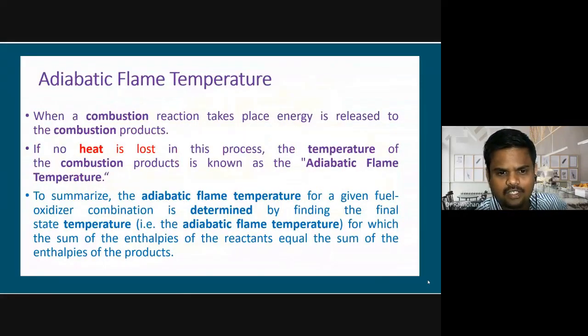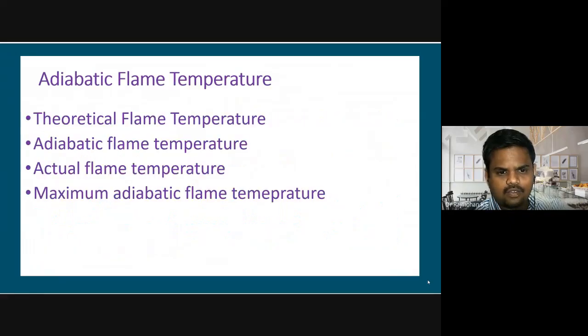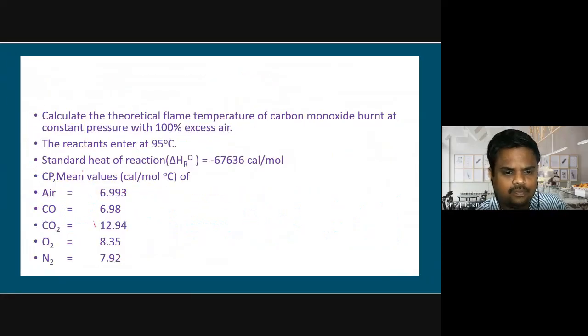Last class itself we have seen what an adiabatic flame temperature is. Okay, so take this problem. Calculate the theoretical flame temperature of carbon monoxide burnt at constant pressure with 100% excess air. The reactant enters at 95 degrees Celsius.